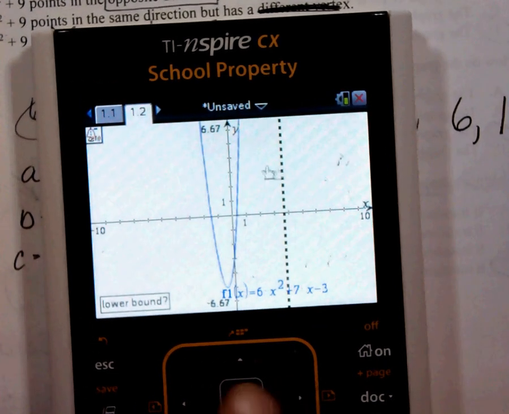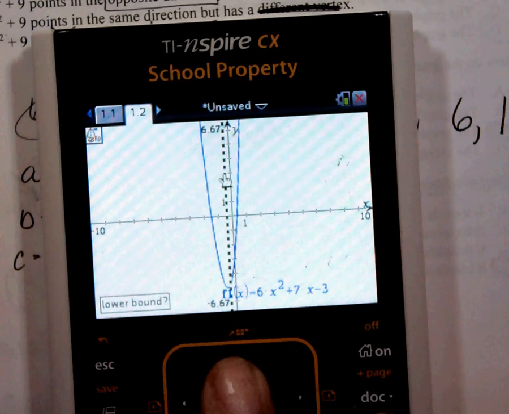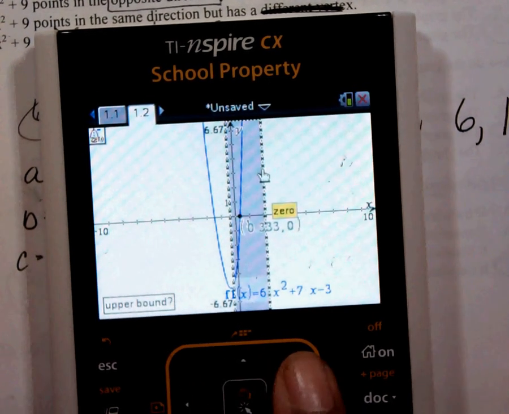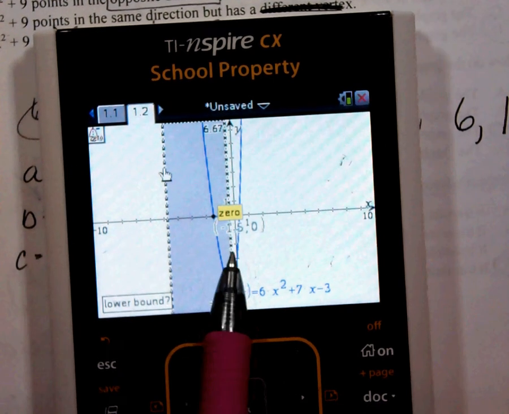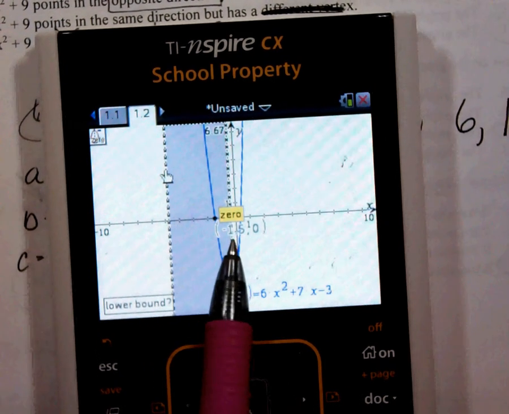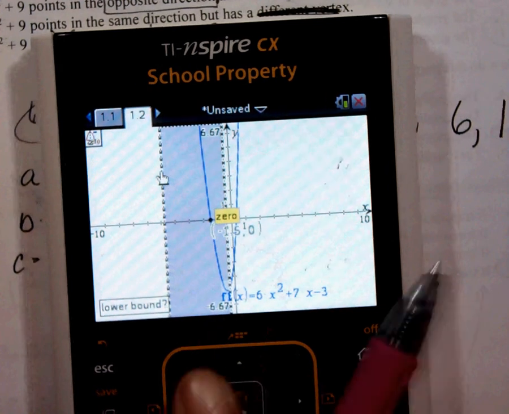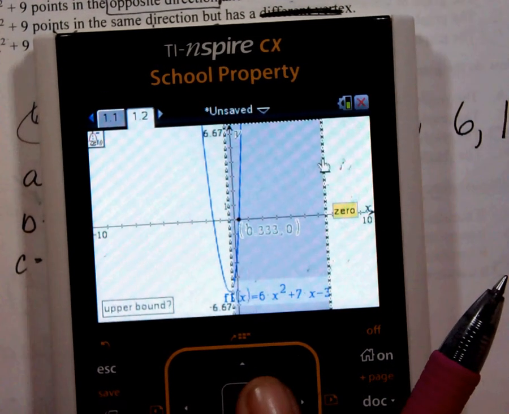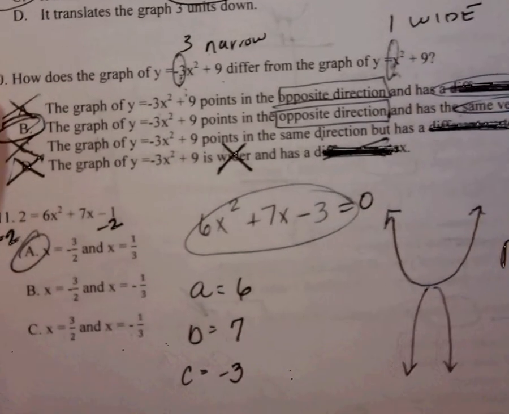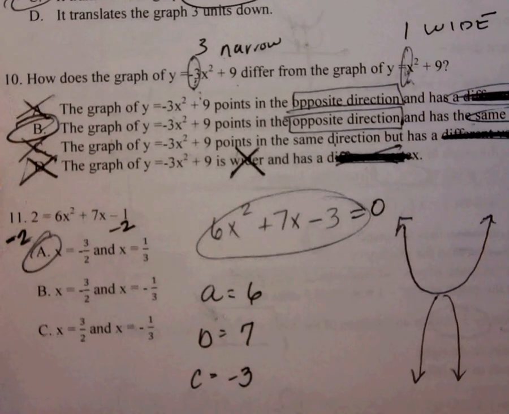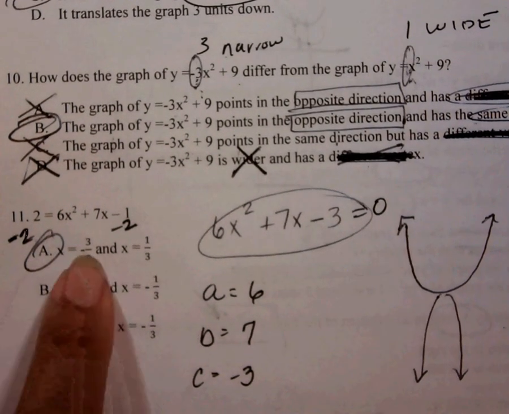And so we'll go in the middle if you like, click, and then go to the right, and you see an answer, and then to the left, and you see the other answer. So that's -1.5. That's the same as -3/2. And then 0.333, that's the same as 1/3. So the answer is still A. I like using menu 331 because it gives you the fractions.